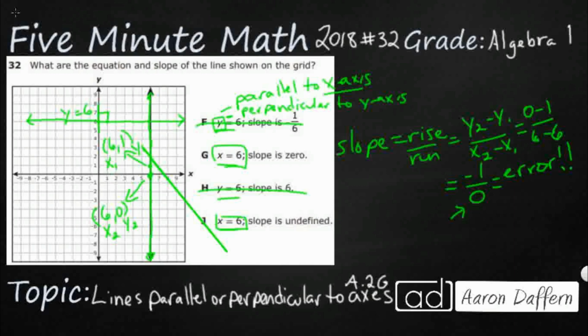So when you are dividing by 0, the calculator is going to give you an error message. The actual mathematical term is undefined. When you're dividing by 0, it's impossible. Undefined, that's just another way of saying error. So my answer here is going to be J. Slope is undefined.